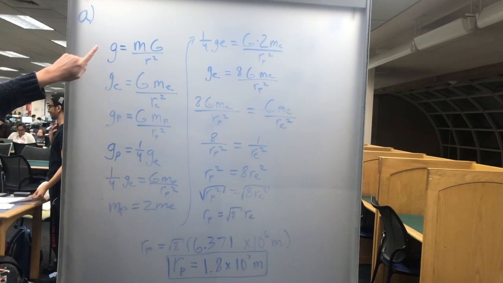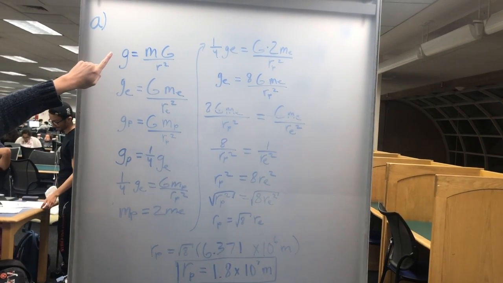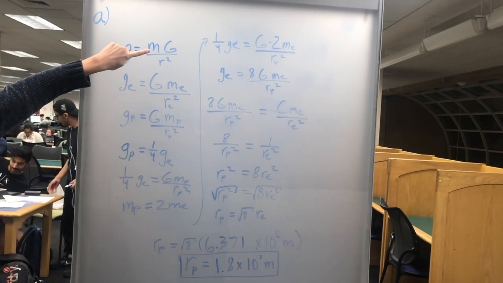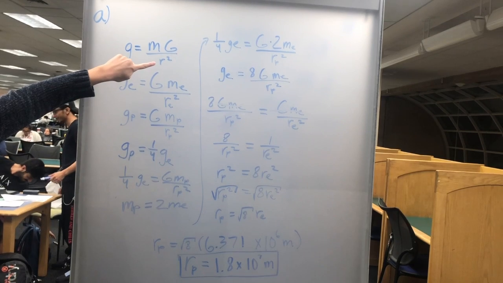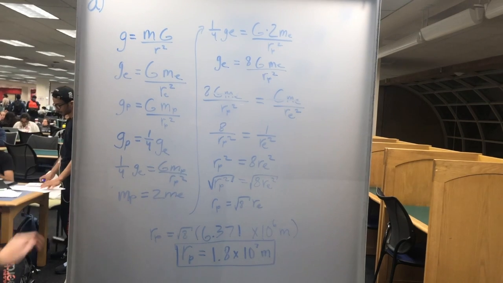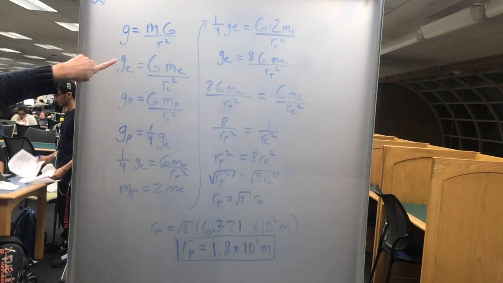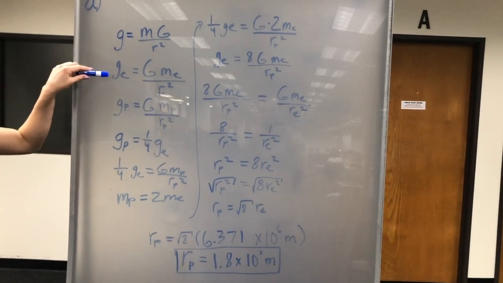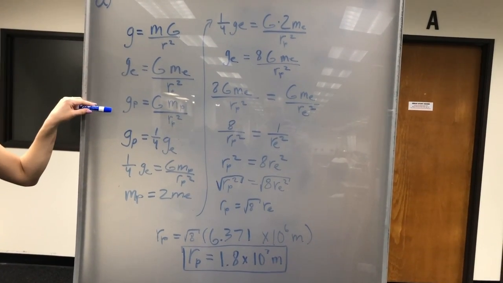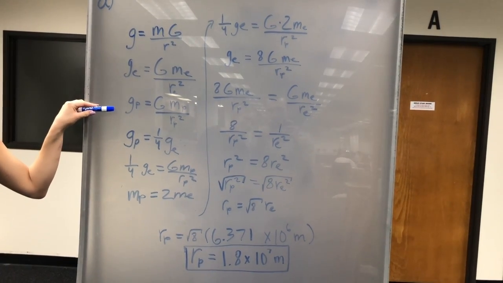In order to find the radius of the planet, we need the equation which states that the gravity of the planet is equal to the gravitational constant, G, multiplied by its mass, divided by the radius squared. We know this because of Newton's universal law of gravitation. We can solve for the radius of the planet by relating the equation for Earth's gravity to the gravity of the planet. We know that the gravity of the Earth is equal to big G times the mass of the Earth over the radius of the Earth squared. We also know that the gravity of the planet is equal to big G times the mass of the planet over the radius of the planet squared.